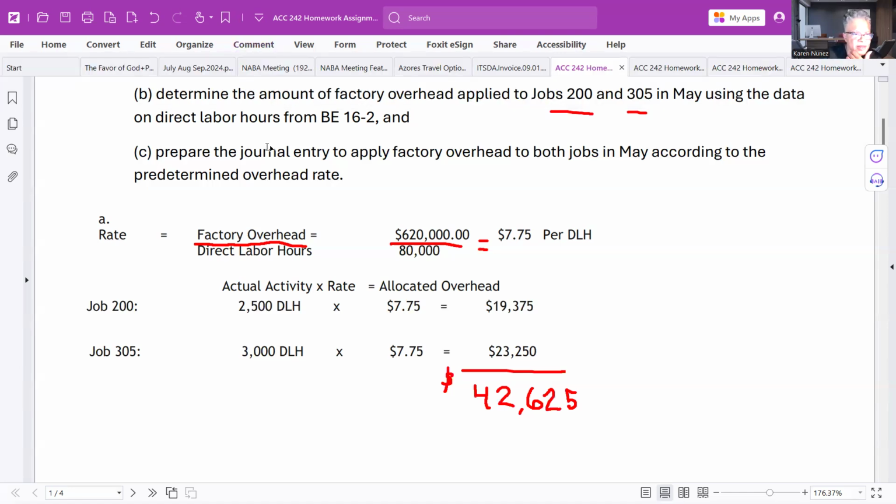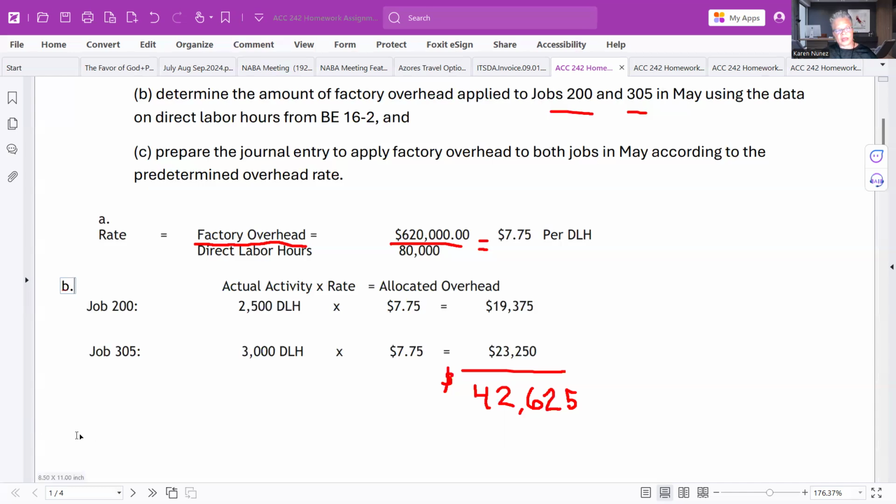Now, what do we have to do next? We've done A and we've done B. Now we've got C. We need a journal entry to apply that factory overhead to both jobs in May according to the predetermined overhead rate. The way we apply the overhead, and let me give you that journal entry real quick, is all we're going to do is put the overhead in the work in process account. The allocated overhead goes in the work in process account.